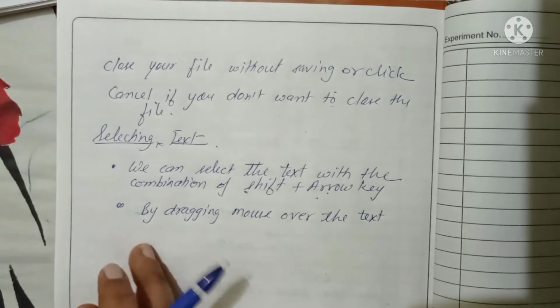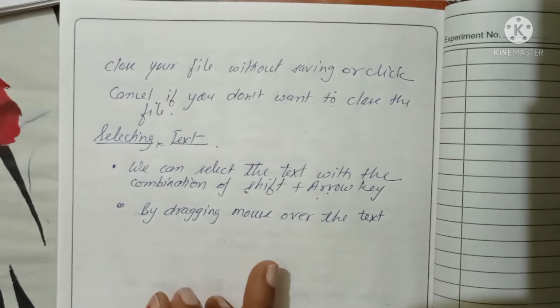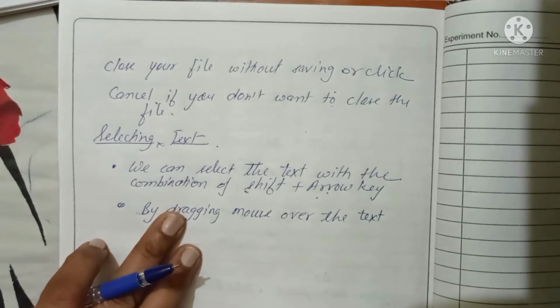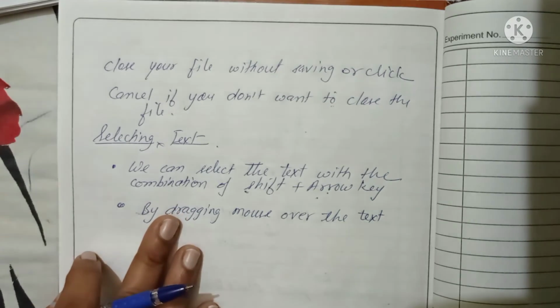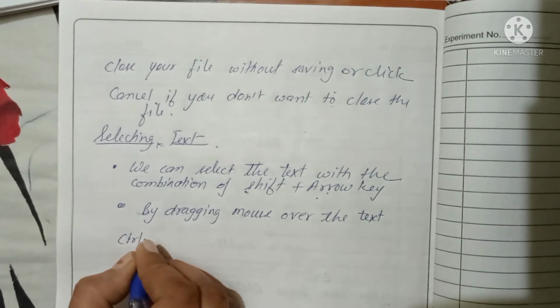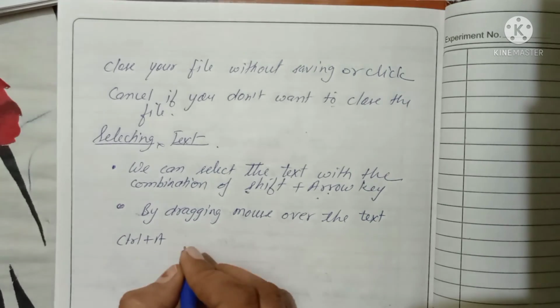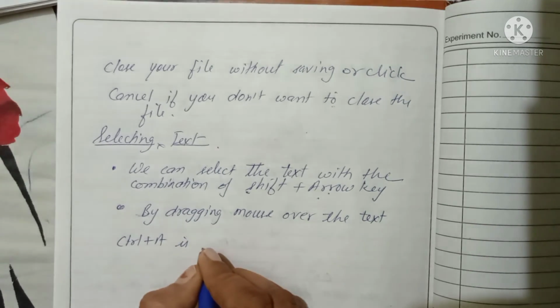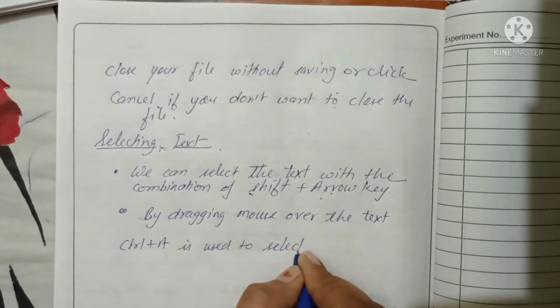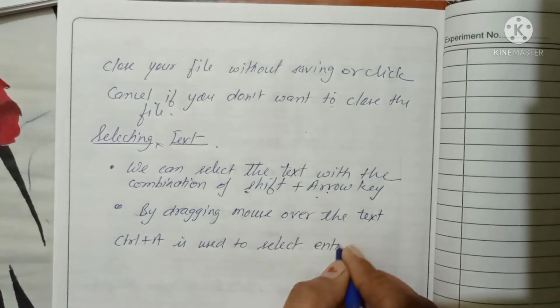There is a shortcut key to select the entire document. Entire document means जितना भी आपने वर्क किया है एक फाइल के अंदर, अगर आप उस पूरे वर्क को सिलेक्ट करना चाहते हैं, for that you have one shortcut key, that is Control plus A, used to select the entire document.